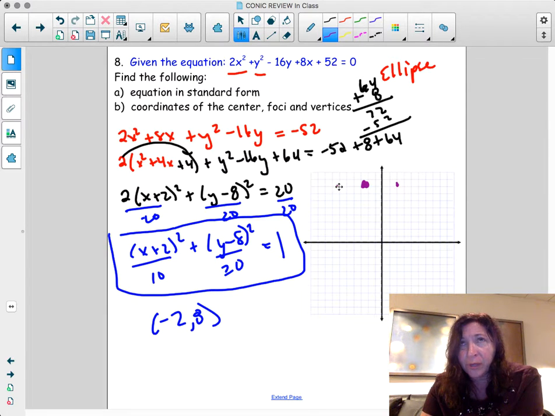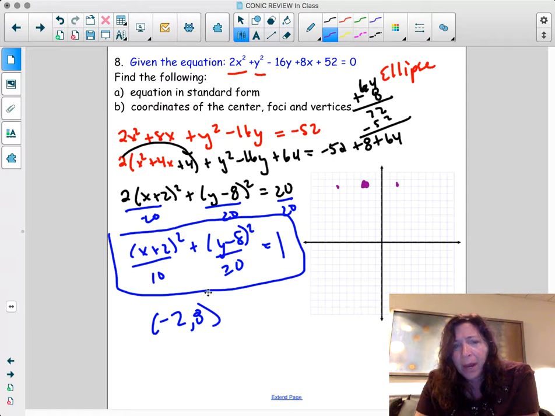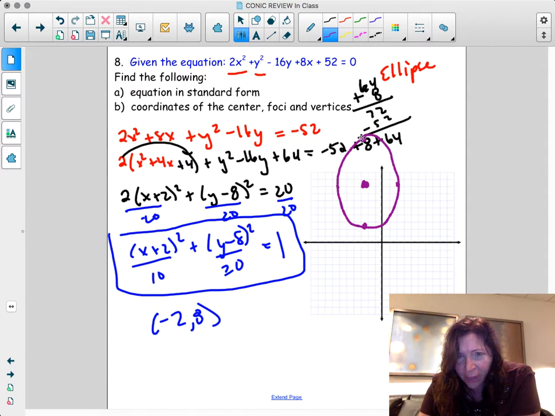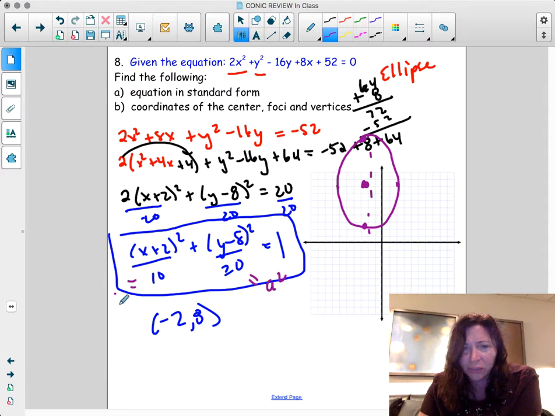When I go the square root of 20, that's up. That's like 4.5 up and 4.5 down. So this is an ellipse. I'm going to connect the vertices here all the way around, so that my major axis is along here. Now to figure that out, this is equal to a squared, and this is equal to b squared. Remember, a is always greater than b.